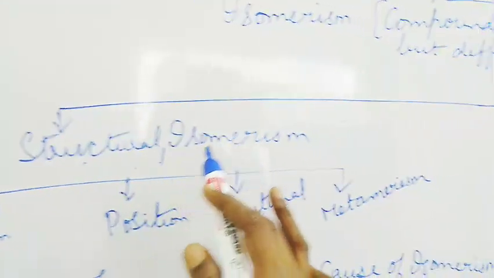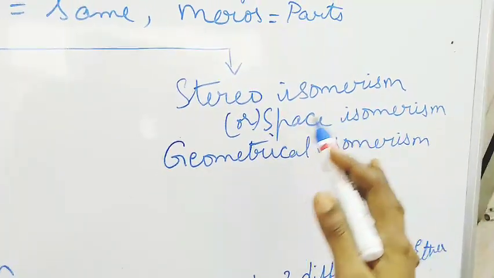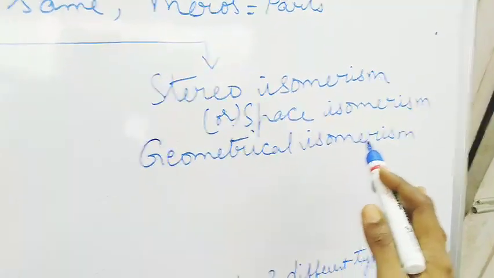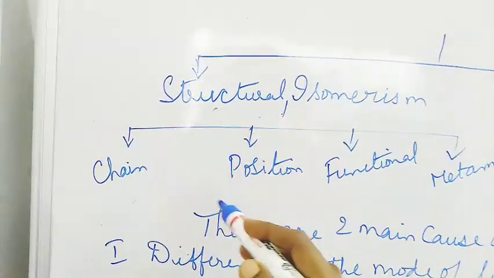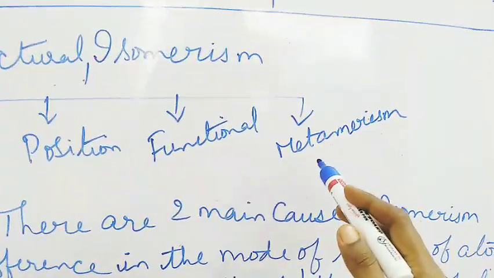Okay, now let us see the types of isomerism. One is structural isomerism, and the other one you call it as stereoisomerism, or space isomerism or geometrical isomerism. Now, coming to the structural isomerism, you have subtypes: chain isomerism, position, functional, and metamerism.